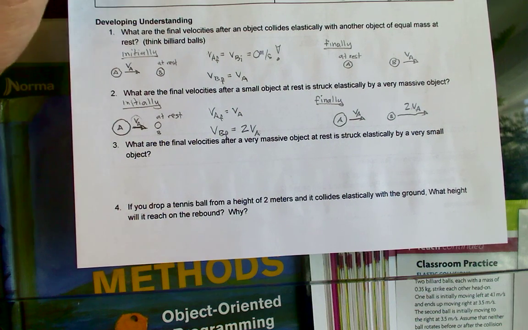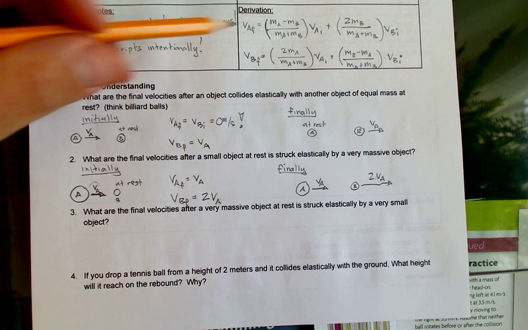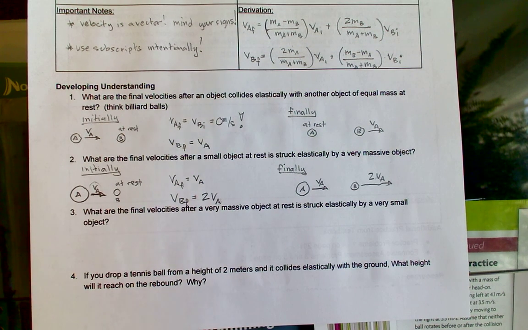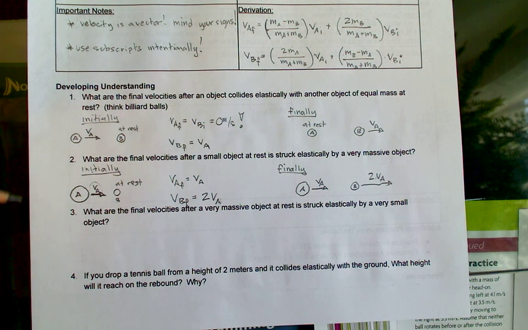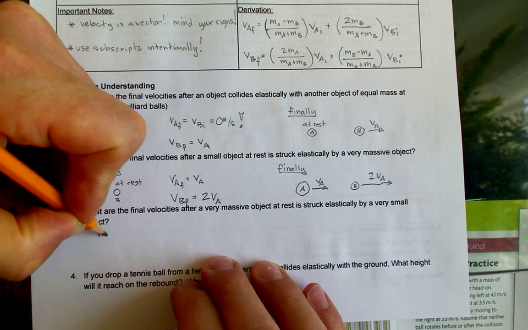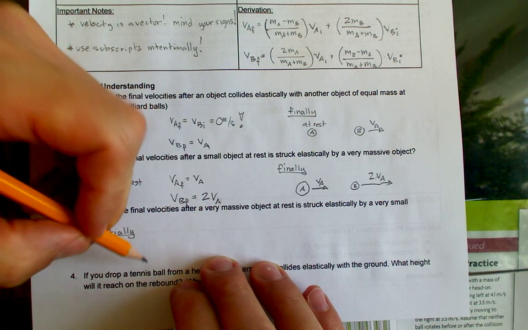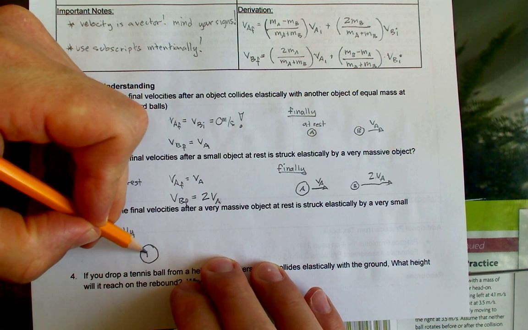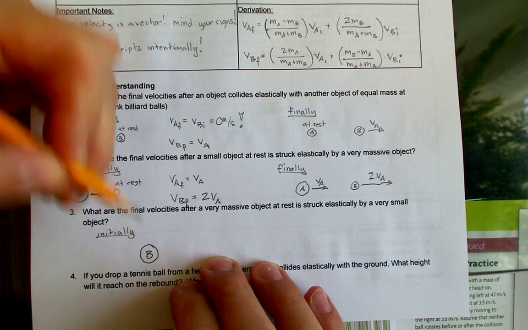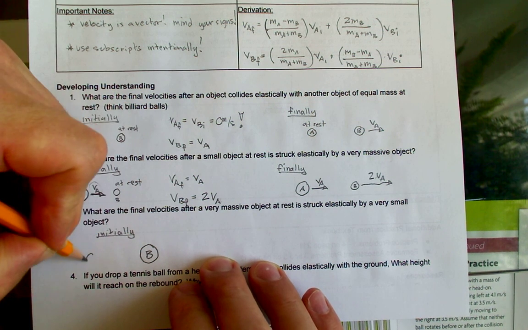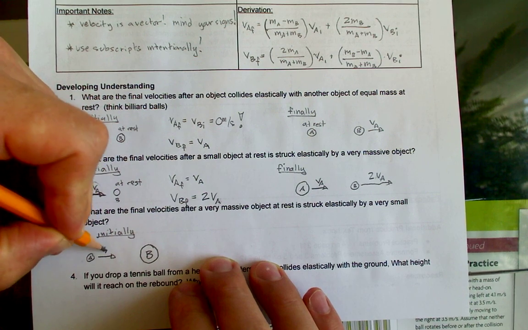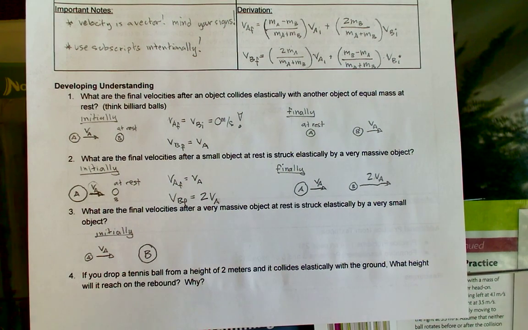And I'll just work this third one here, I think, because it's also related to this relationship that we're studying up here. What are the final velocities after a very massive object at rest is struck elastically by a very small object? So let me draw that situation initially. I've got a very massive object, and I'll call that object B this time. And object A is this little tiny object moving with a speed of A, and it's about to hit object B. So this very massive object is at rest, and it is struck by object A.